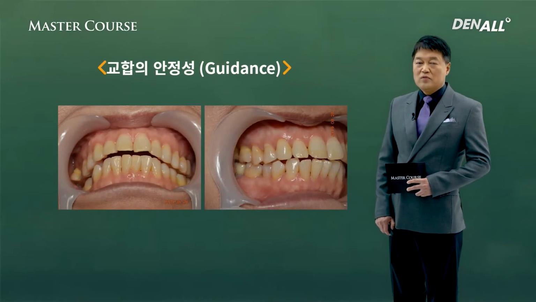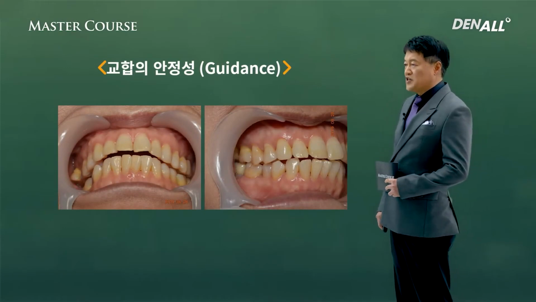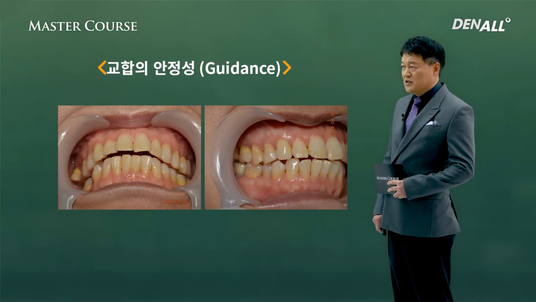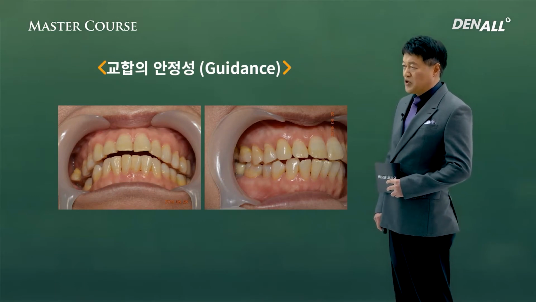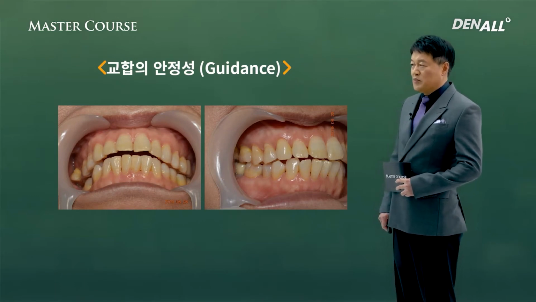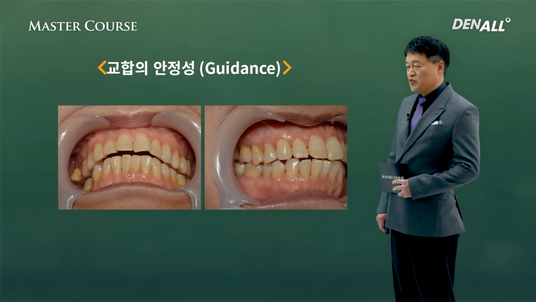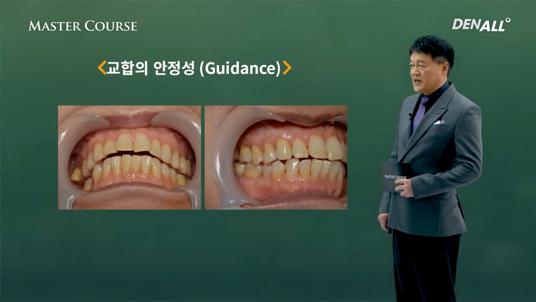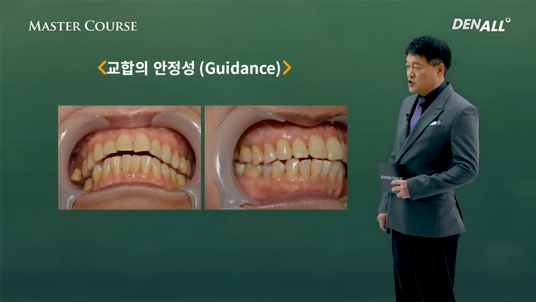Second is stability of occlusion. If the stability of occlusion is not achieved as shown, prosthetic process after implant placement can be difficult. There's high possibility of overloading the implant prosthesis.